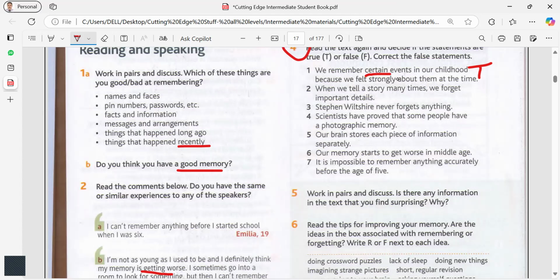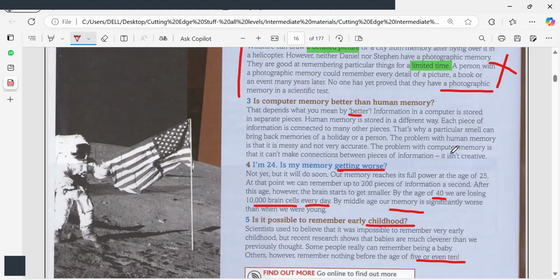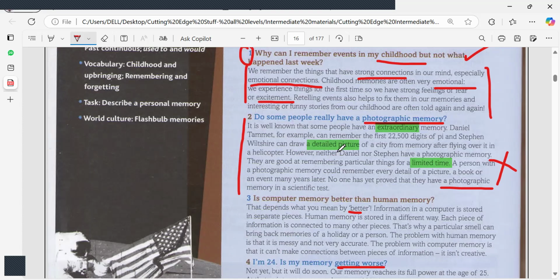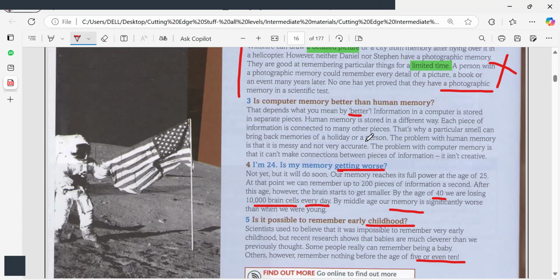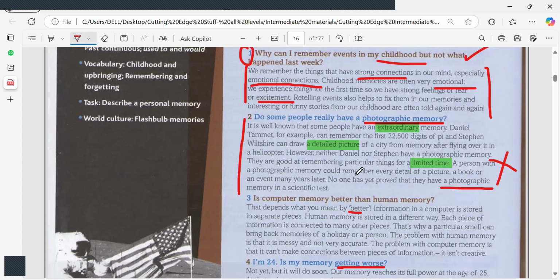When we tell a story many times, we forget important details. No. False. Stephen Wiltshire never forgets anything. True. Are you sure? Which paragraph? آه الثالث اللي ما يفقد شيء اللي قلنا خطأ. Yes. However, neither Daniel nor Stephen has a photographic memory. They are good at remembering particular things for a limited time.